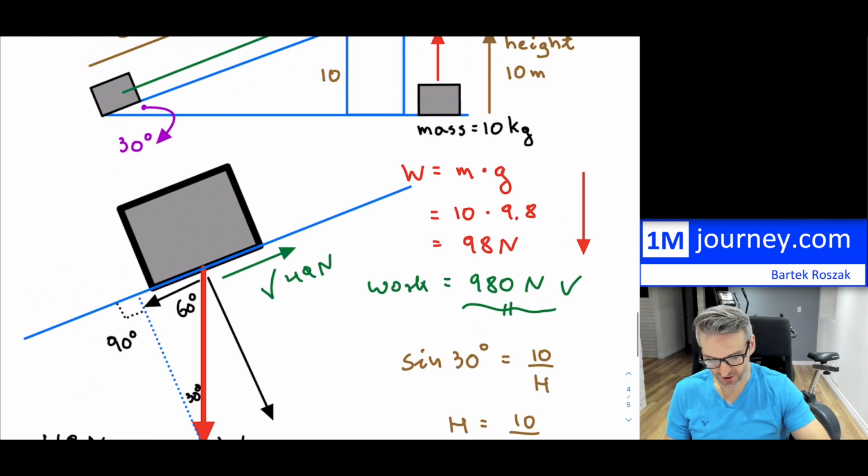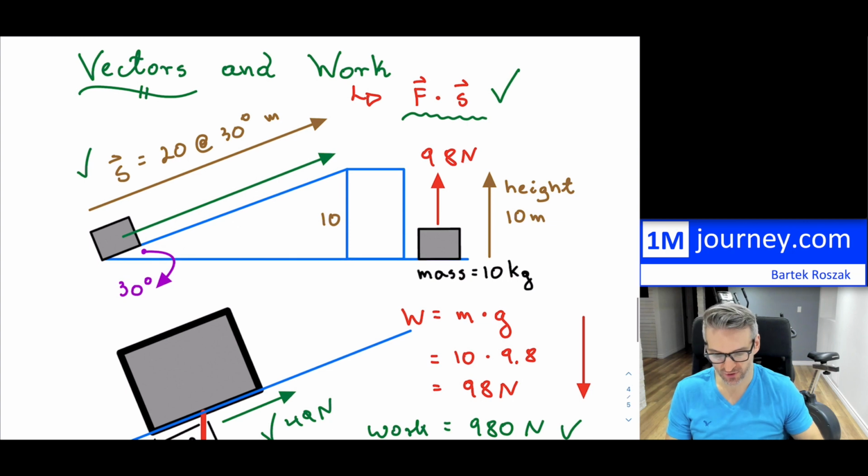So that is it for this example. I do hope that you find it useful. It's another application of really vectors, dot products applied to the calculation of work.